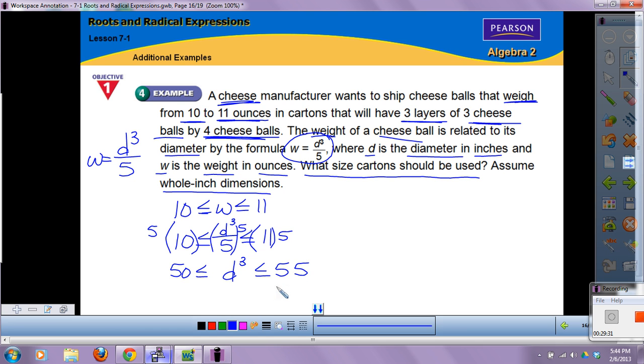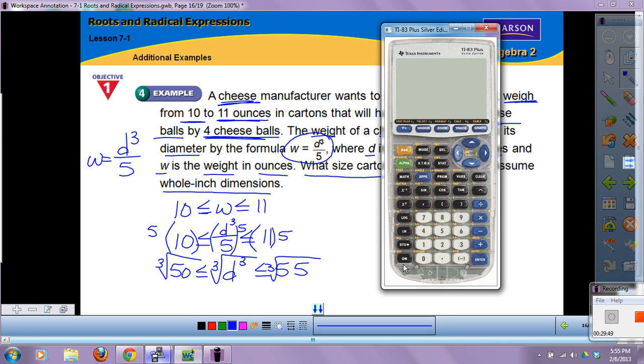Okay, I still haven't found what my diameter is though, because this is my cubed diameter. So to solve for diameter, the opposite of cubing something is cube rooting. So cube root all 3 parts of your equation. I don't know the cube root of 50, so bust that calculator out. Let's go to our math button, cube root number 4, cube root of 50. That's some crazy decimal. Let's cut it off at the hundredths place.